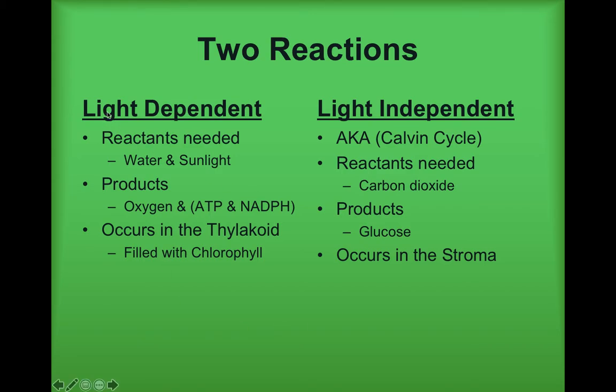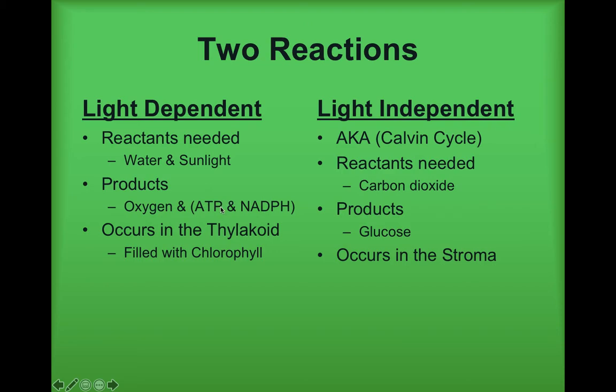We have the light dependent side, so that would be the side that depends on sunlight. And then we have the light independent side, so this is the reaction that doesn't need sunlight at all. So the reactants for the light dependent side are water and sunlight. The reactant for the light independent side is only carbon dioxide. Now the products: oxygen is the main product, but we also get a little bit of ATP and NADPH. We'll talk about those two.